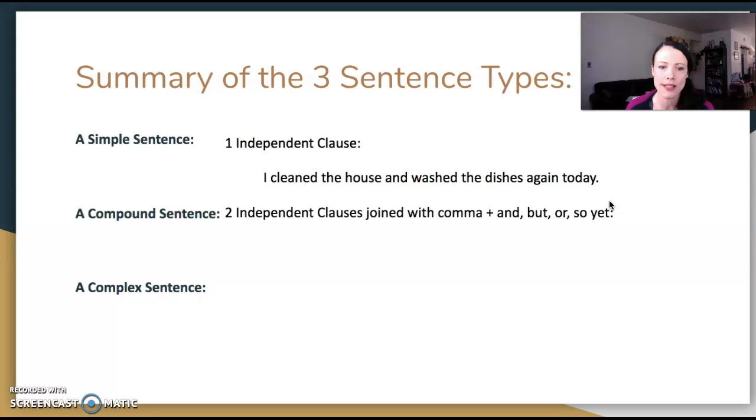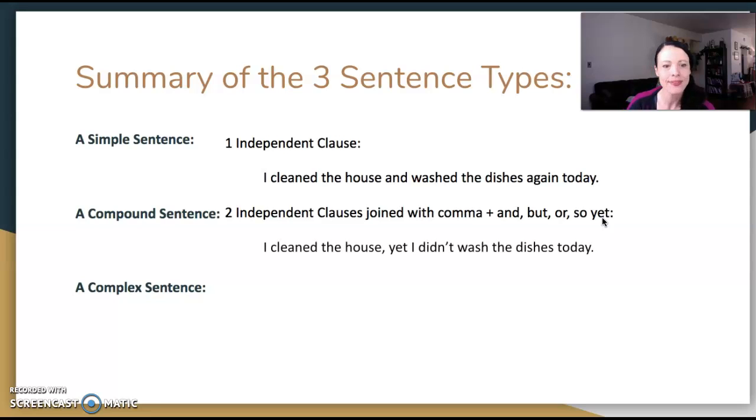Compound sentence. Two independent clauses joined with a comma and one of the FANBOYS: and, but, or, so, and yet. I forgot a comma, please forgive. So these are the only ones: and, but, or, so, yet. There's not other ones. You can memorize those easily, right?